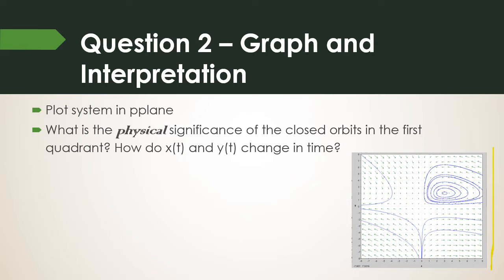And what it's asking is, this word physical is really important, because it's not just saying what is happening, what does it mean mathematically. It means what does this mean about the populations? How are the populations changing over time? And so that's what you really have to address, based on what these closed loops mean. What does it mean about how the populations are changing over time?